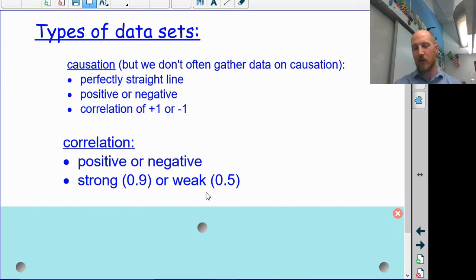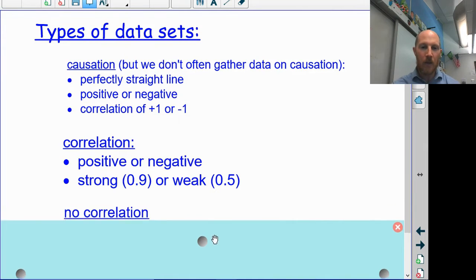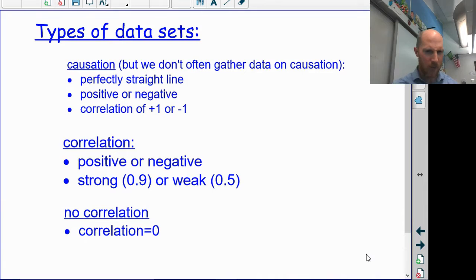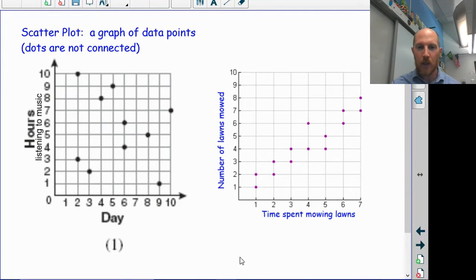But the weak correlation, we're going to give a much smaller correlation coefficient to that. So it could be something like 0.5. That's not the only option. It could be 0.4, it could be 0.3. We could have a whole bunch of decimal places, but around 0.5. And then lastly, we might have no correlation. So we'll see the examples of all of these in just a minute. But if there is no correlation, then the correlation coefficient is going to equal 0. There's no correlation.